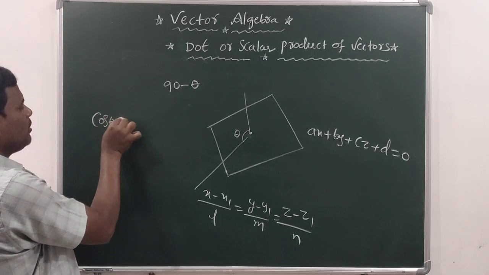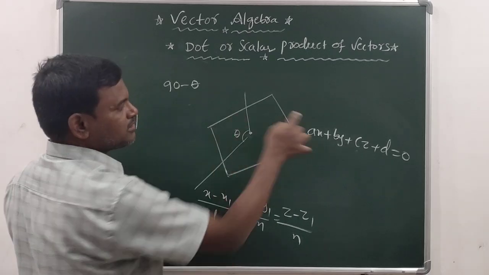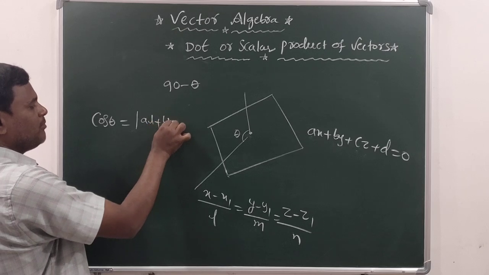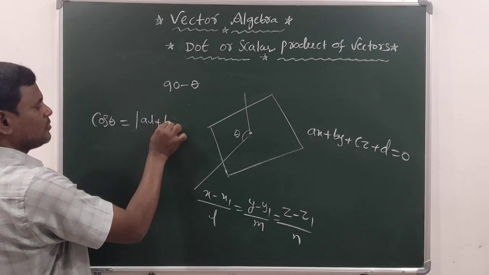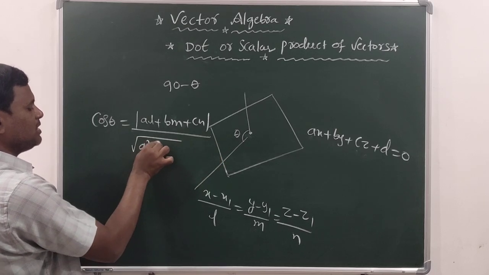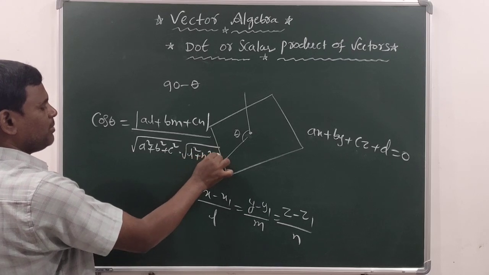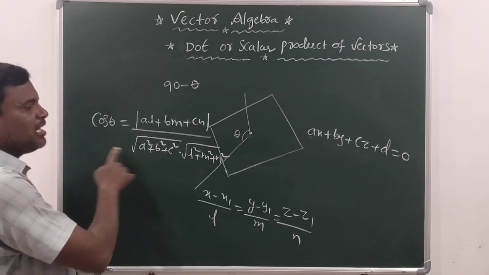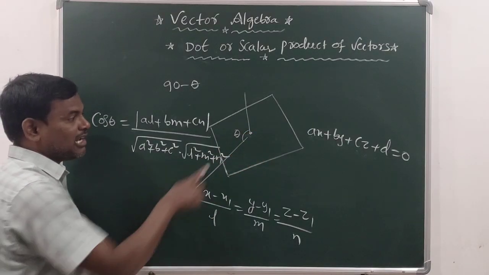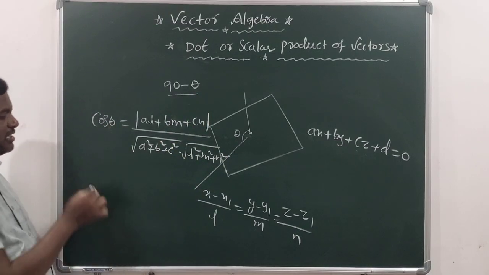So cos theta is equal to mod of, so here normal DRs are ABC and line DRs are LMN. So AL plus BM plus CN by root A square plus B square plus C square, root L square plus M square plus N square. So this is the angle between the line and whose normal. But we want the angle between the line and the plane. How much is that? 90 minus theta. So replace this theta by 90 minus theta.